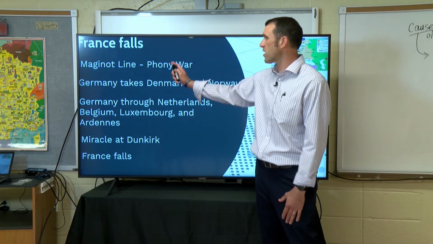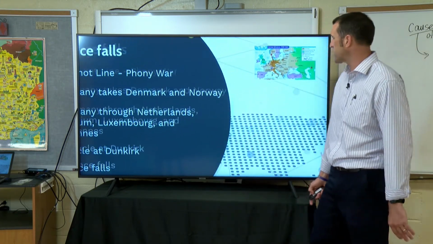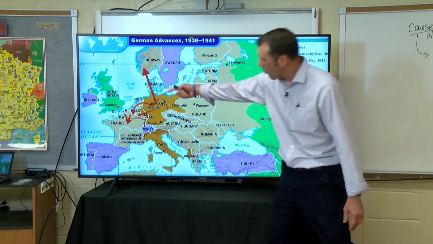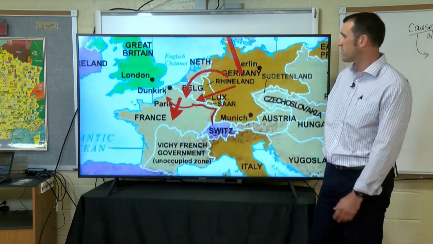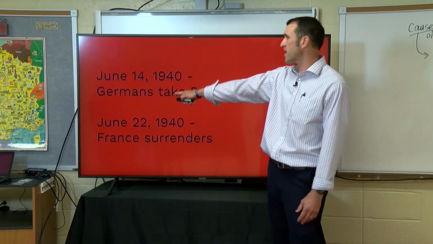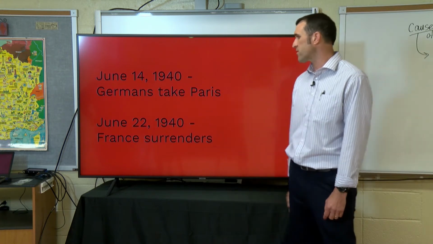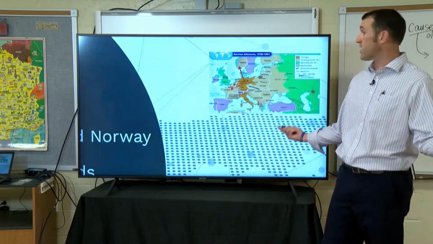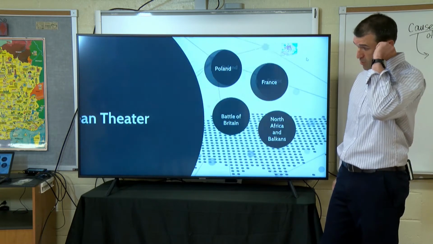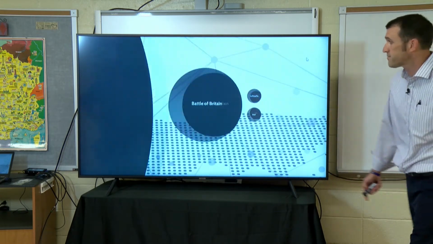So after they pushed all those troops out, France stood no chance, and it wasn't long before France fell itself. On June 14th, 1940, Germans made it all the way to Paris, and just a few days later, France surrendered. So who's left? Well, there's nobody left except for Britain.